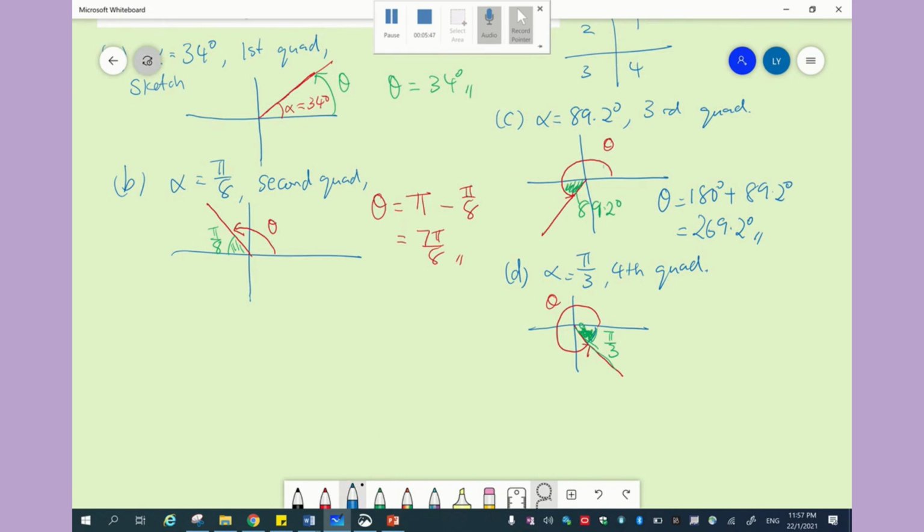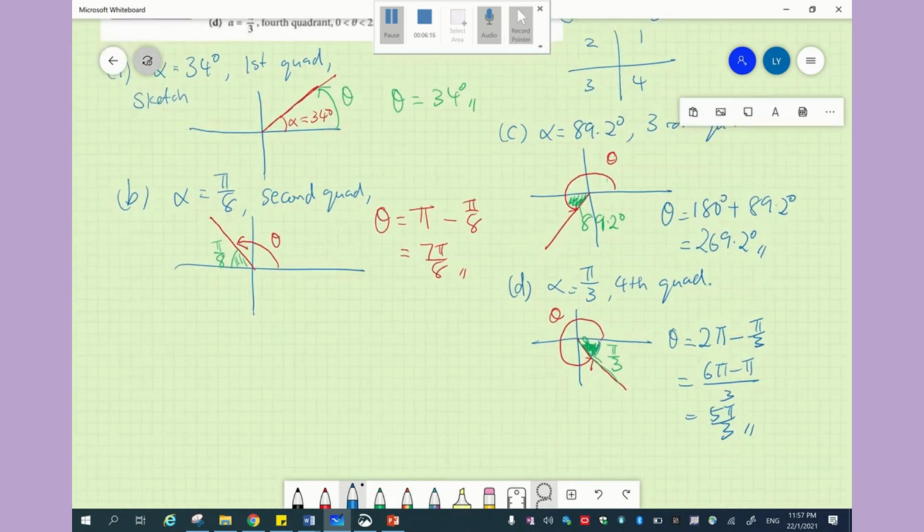So your theta will be, you can see that this is a reflex angle. The easiest way is to take 360 degrees minus that acute angle, but because it's in radians, 360 degrees is 2 pi radian minus pi over 3. It's actually 6 pi over 3 minus pi over 3, and you get 5 pi over 3 radian.